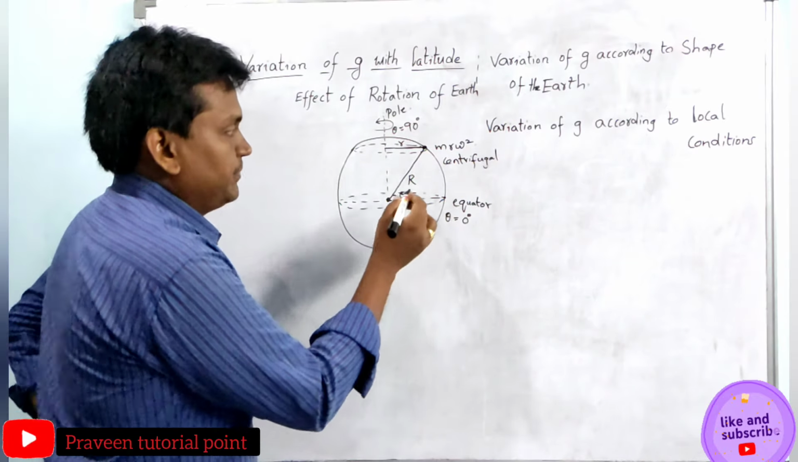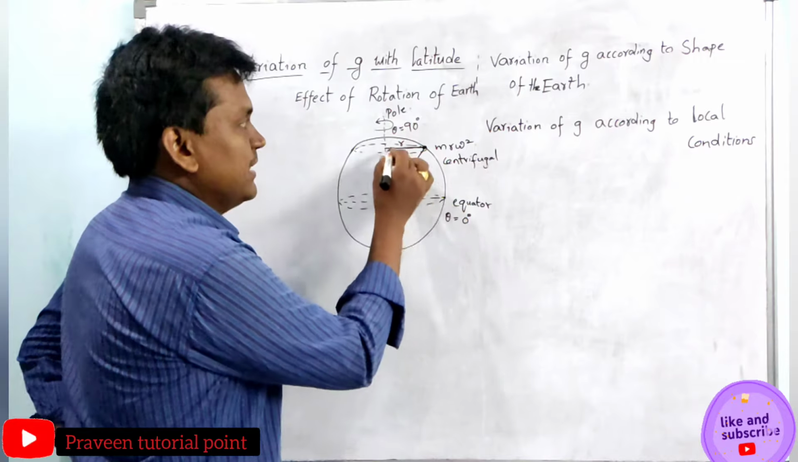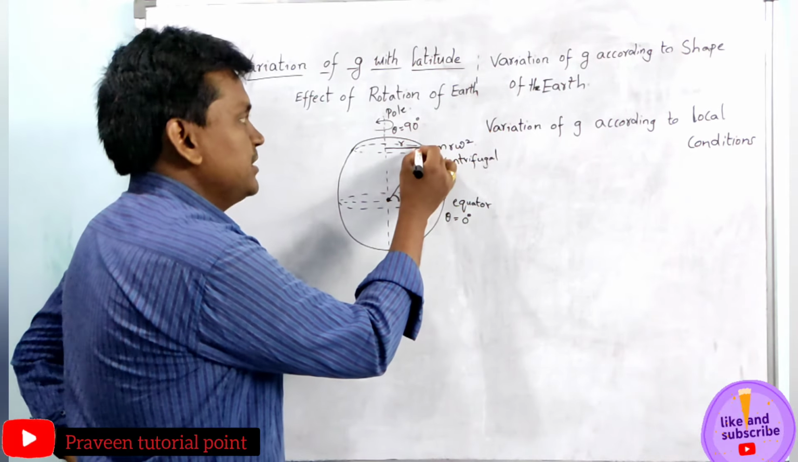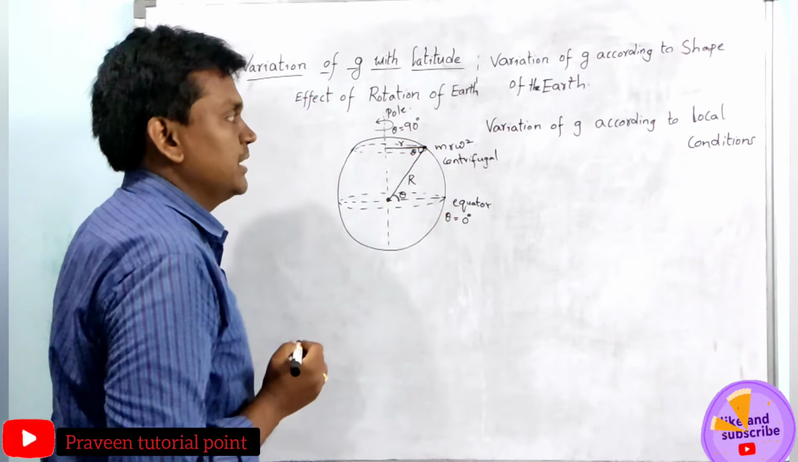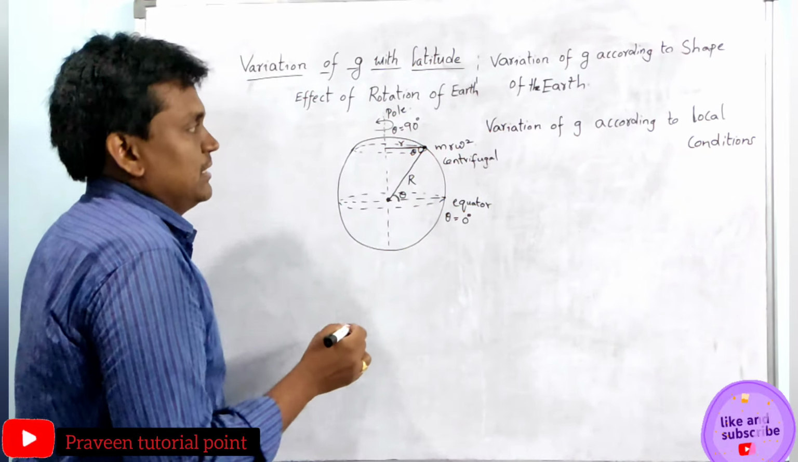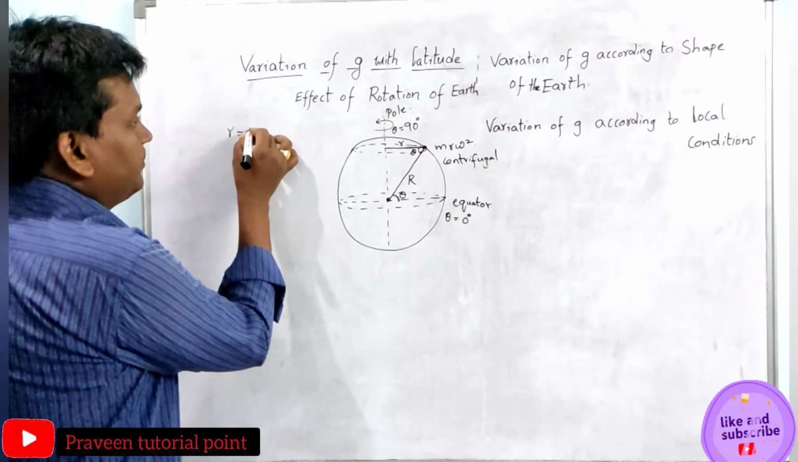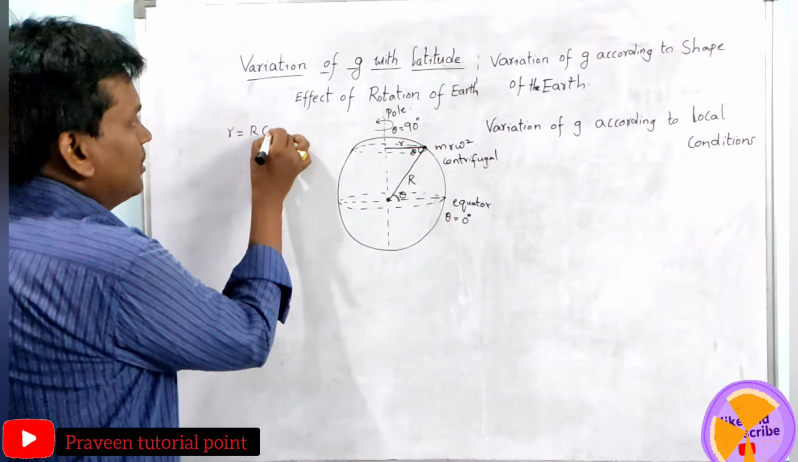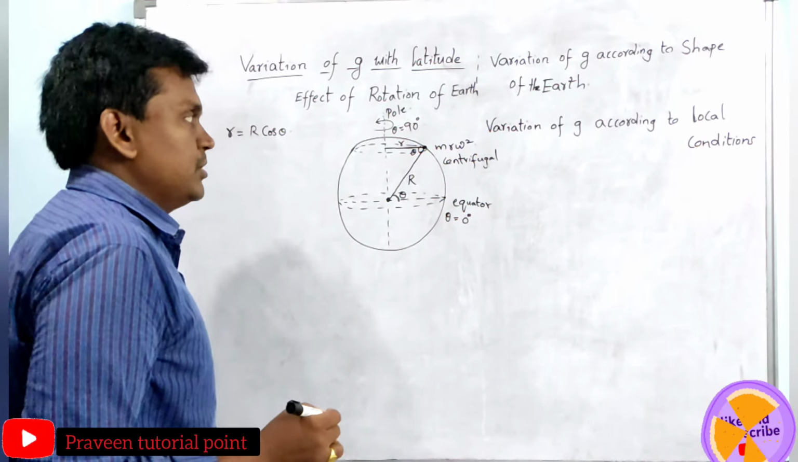And now see here, this angle is theta. As this line and this line are parallel, this angle also will be theta. So this is also theta. So now this is a triangle. According to this we can write small r equal to capital R cos theta.